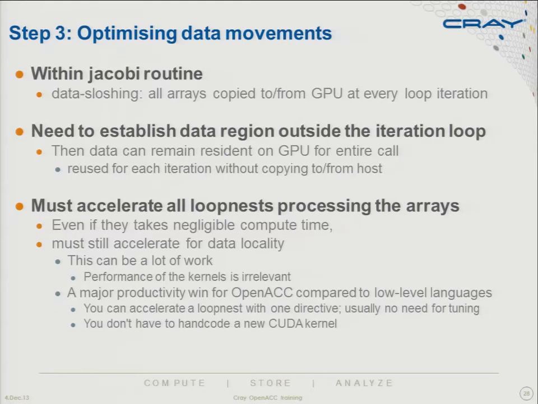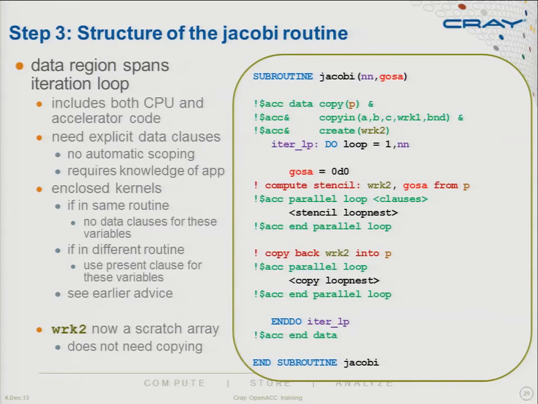We need to put in a data region. So what do we do? We go in and we say, well, we only really want to move this data once and not every iteration. So our data region goes outside the iteration loop. We have to be explicit about how data moves. P will be modified, so it'll need to be copy in and copy out, so it's copy. These are read-only, so we make them copy in.